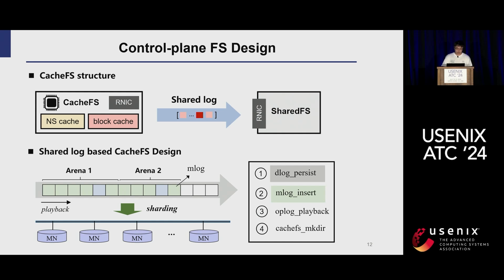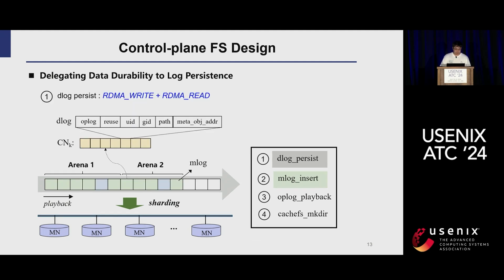We present the cache plane FS design here. The cache FS mainly consists of a namespace cache and a block cache. It communicates with the backend shared FS with shared logs. This figure shows a syscall procedure in Ethane. A syscall has an operation log, OP log, which includes a data log, D log, and a meta log, M log.